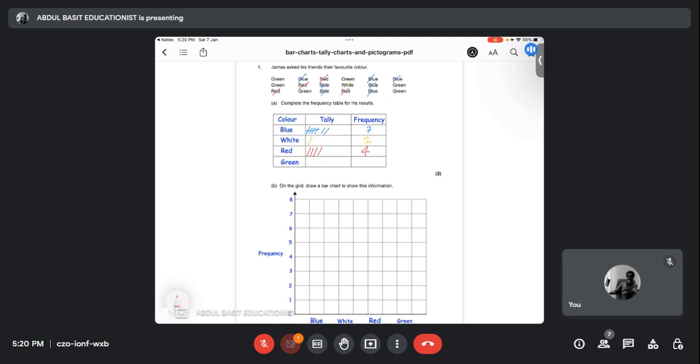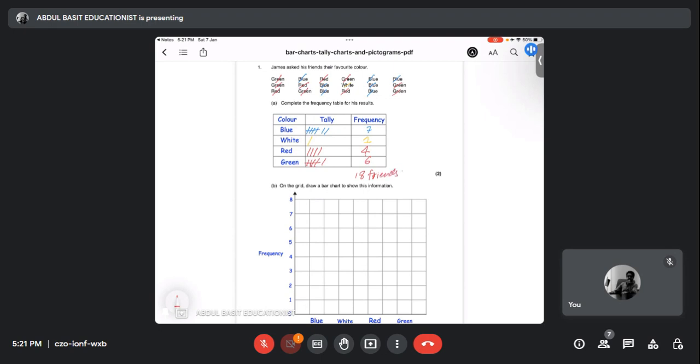Then green. In the first line, we have two. In the second line, we have two more. So that's five, and this one is six. So in total there are six. Now count them. 7 plus 1 is 8. 8 plus 4 is 12. 12 plus 6 is 18. So there are 18 friends in total.